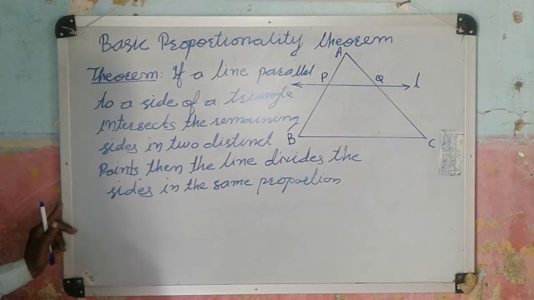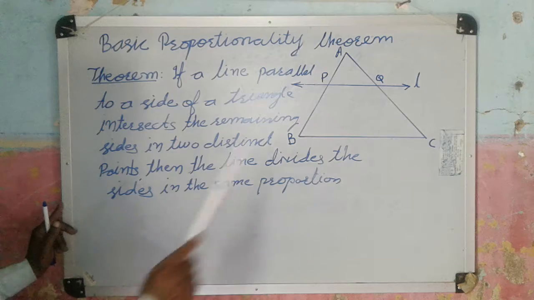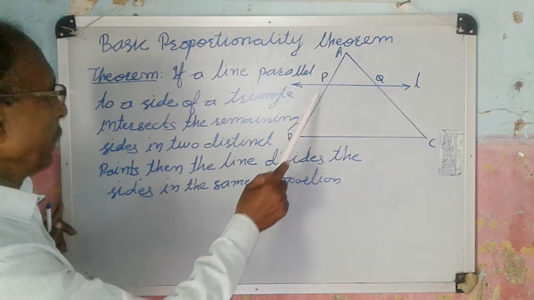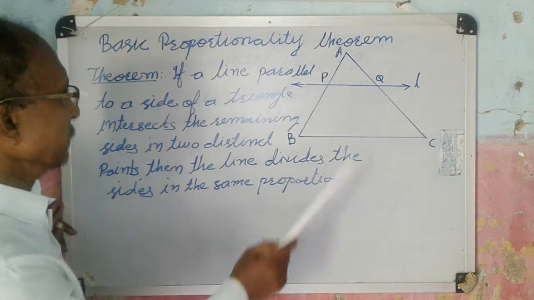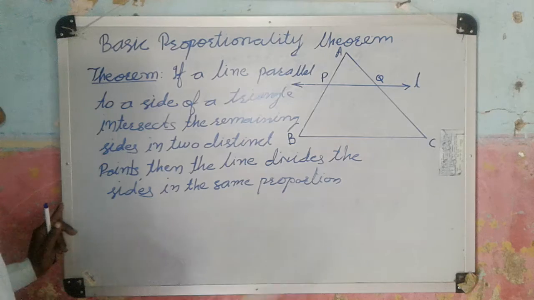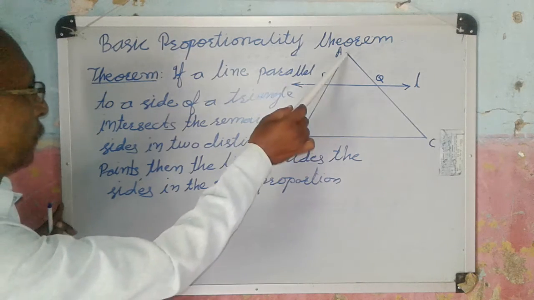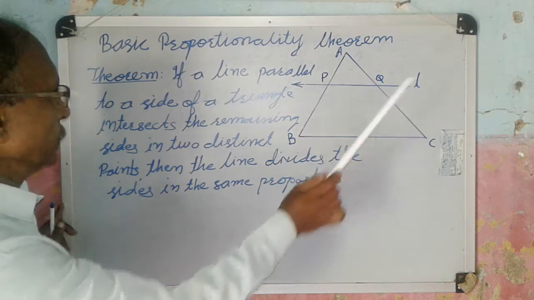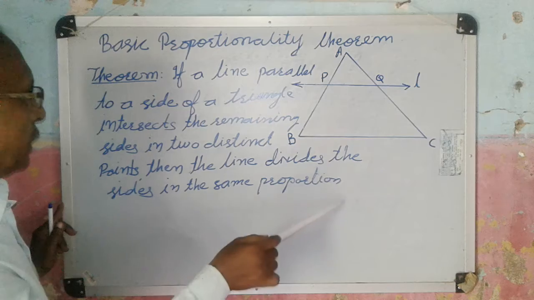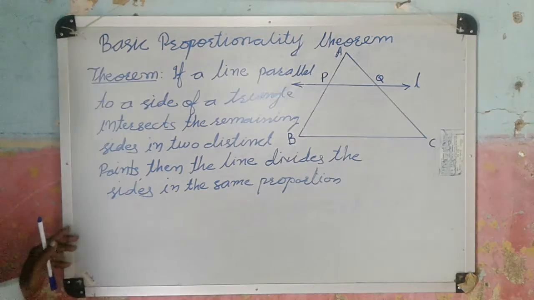Then the line divides the sides in the same proportion. Then this line divides these two sides in the same proportion. That means we have to prove that AP upon PB is equal to AQ upon QC. That means the ratio of AP to PB is equal to the ratio of AQ to QC.